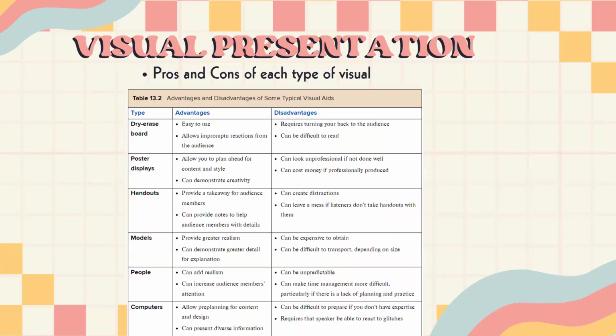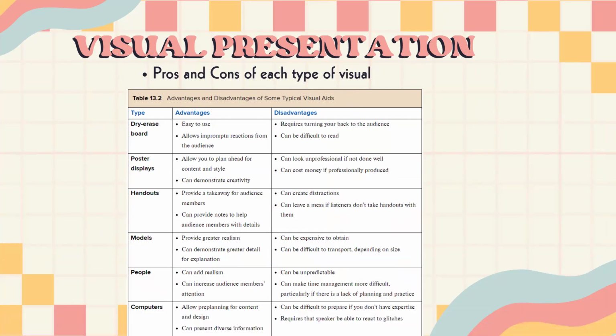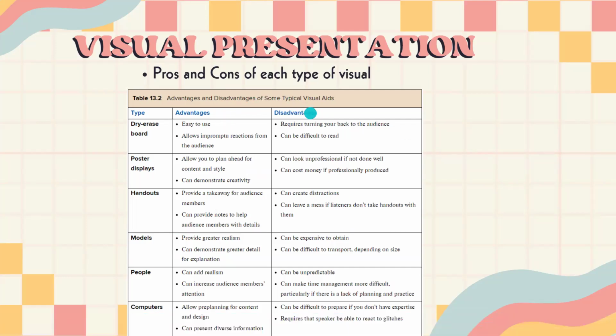Then I just want to show you this chart, basically showing the pros and cons of each type of visual. So, say for people, advantages: can add realism, can increase audience members' attention. Disadvantages: can be unpredictable, can make time management more difficult, especially if there's a lack of planning and practice. See, each thing here has an advantage and a disadvantage. So there is no perfect visual aid for your speech.